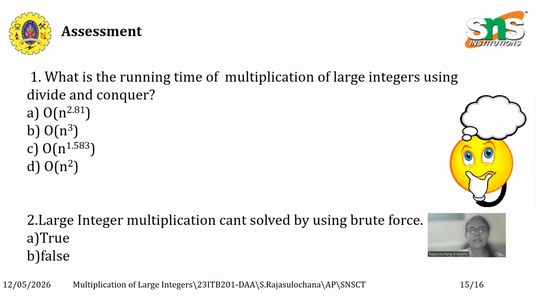So here are some assessment questions for you to have a better understanding. The first one is, what is the running time of multiplication of large integers using divide and conquer? We have seen in the previous slide that the time complexity is order of n power 1.585. So it is not 583, it is 1.585. The next question: can we solve large integer multiplication using the brute force approach? The answer is no. We solve it using the divide and conquer strategy as we have seen earlier.